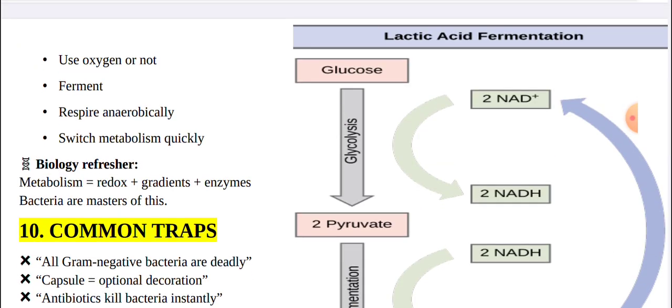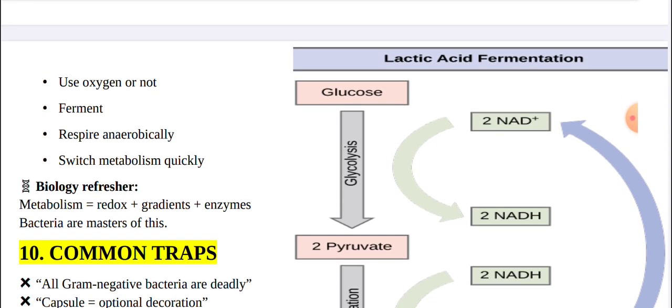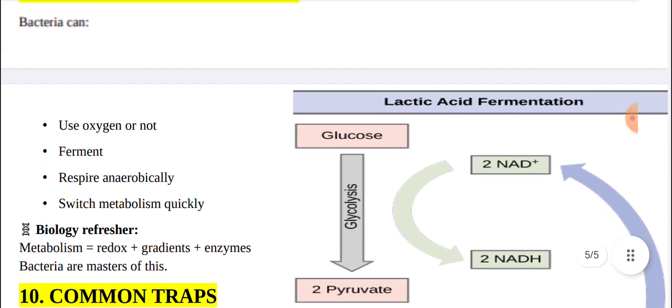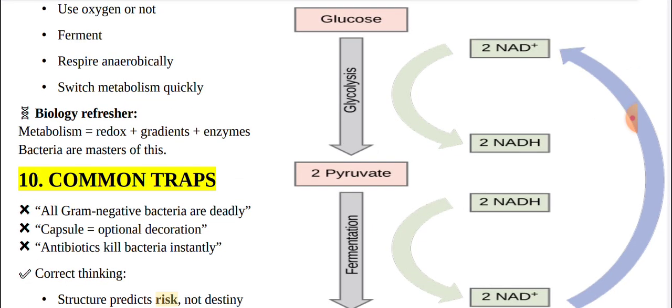Well, let's do it. Myth number 1, all gram-negative bacteria are deadly killers. False. Reality. Structure predicts potential risk, not destiny. You have gram-negatives like E. coli in your gut right now helping you digest food. They have LPS, but it remains contained. The danger is about context. E. coli in the gut is a friend. E. coli in the blood is a crisis.